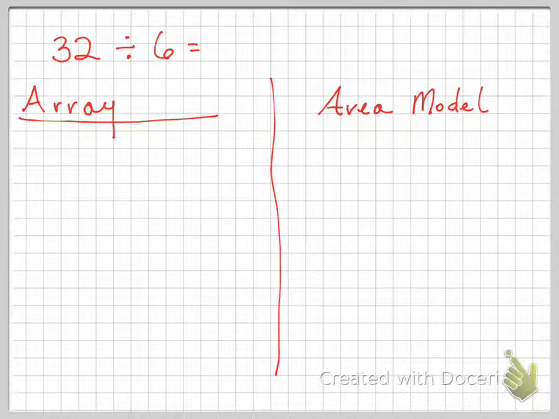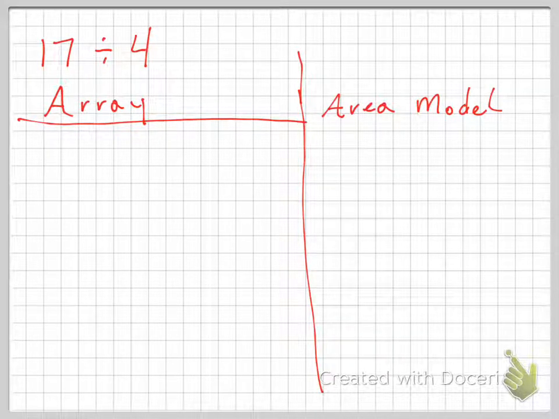32 divided by 6. Again, please create an array and an area model to show 32 divided by 6, and I need them in school tomorrow. And your last one is 17 divided by 4. And again, give me an array and an area model and bring them in tomorrow.